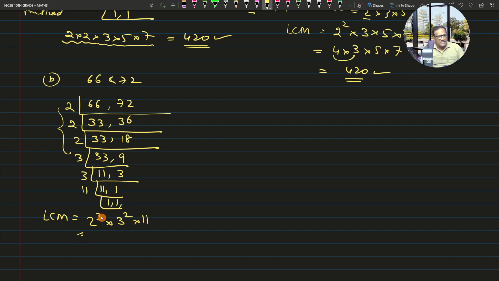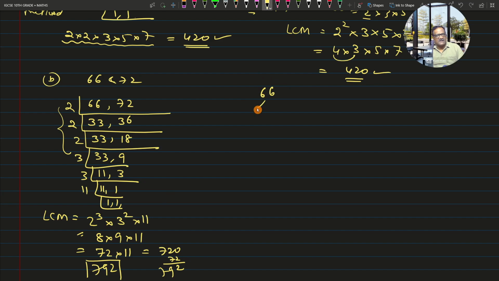This works out to 2 cube as 8, 3 square as 9, and this is 11. So 8 into 9 is 72, into 11. So the answer will be 72 into 10 is 720 plus a 72 will be 792. So 792 is the LCM of these two numbers, 66 and 72. Right. So that was long division method.